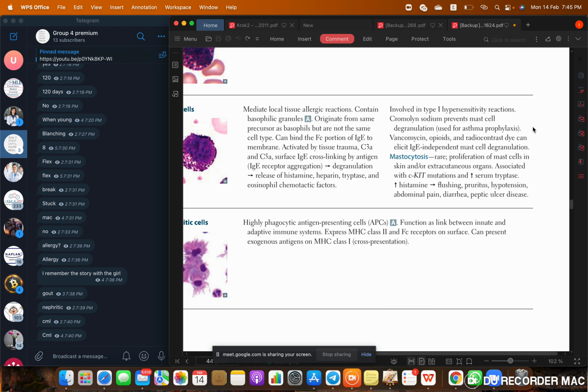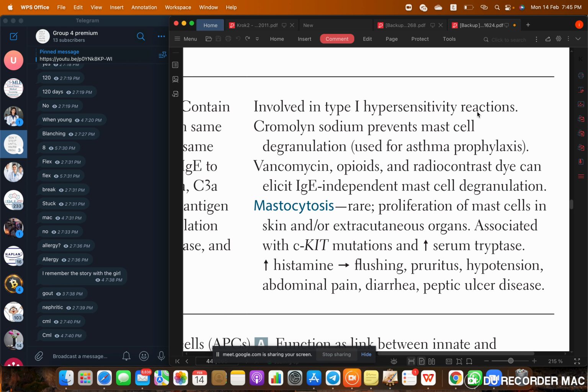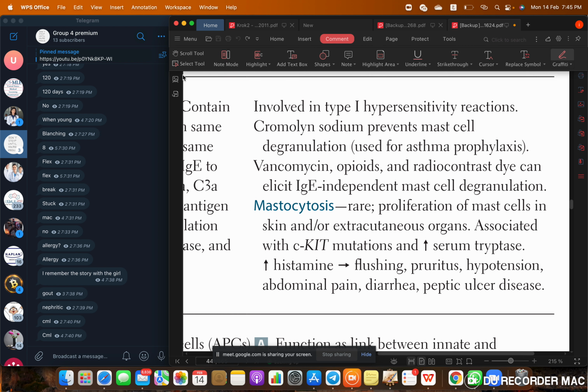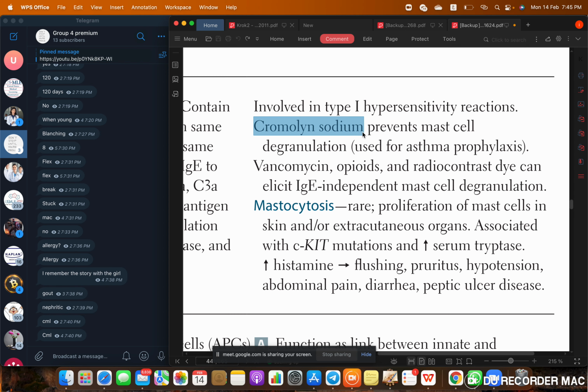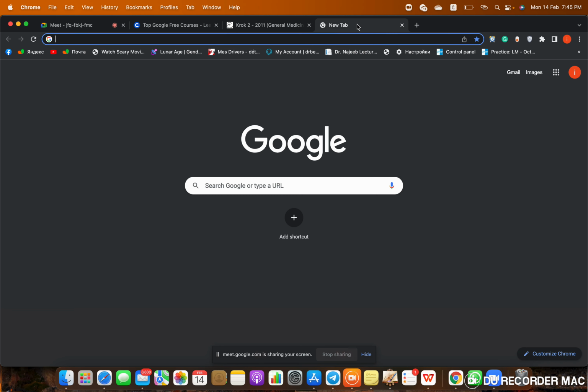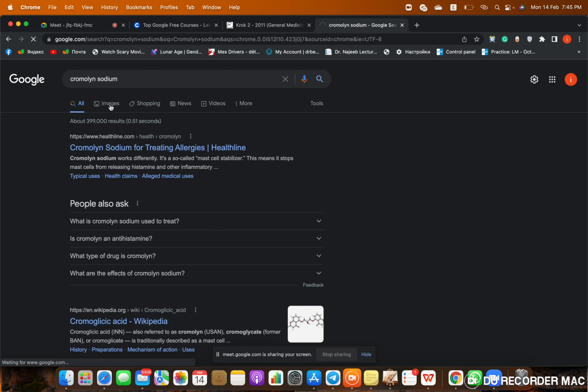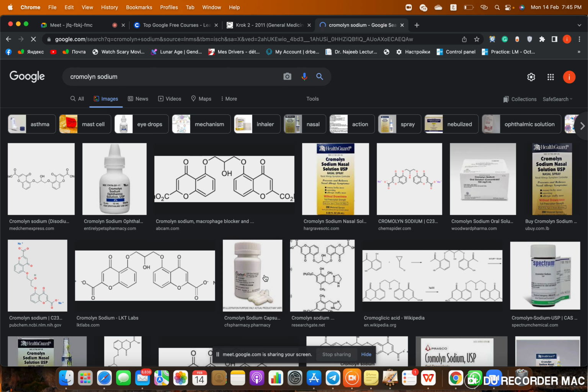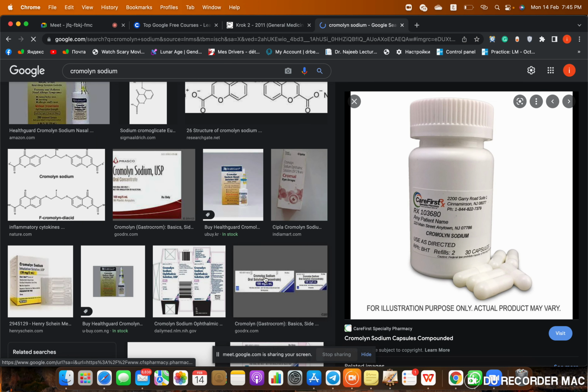Mast cells are involved in type 1 hypersensitivity reaction, which is IgE-mediated, obviously. And we have something called cromolyn sodium, which is an anti-asthma drug. It prevents mast cell degranulation. It comes as an inhaler type of thing. It has a capsule. I will just show you the device because it's not used as much these days, since we have much better medication. But you need to know it, so if somebody mentions it in front of you, you will recognize it.